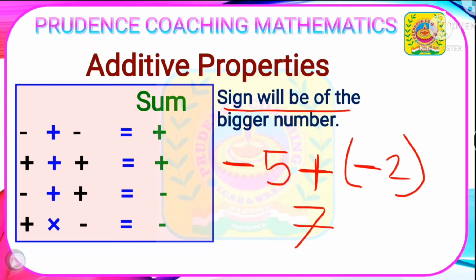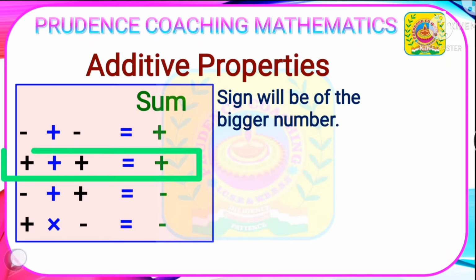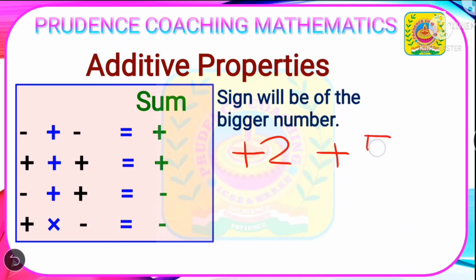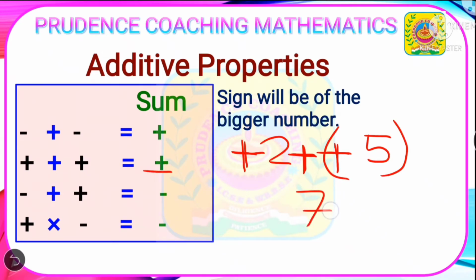Similarly, let us understand the second property, that is plus plus plus will give you plus. So let us take a number, that is plus 2 plus 5. Okay, I am taking 2 and 5 for your understanding only. So as you can see, we have 5 and 2 here. So here if you see the sign, we have plus, again we have plus, again we have plus. So you will do addition. So 5 plus 2 will be 7. And which sign you need to give? Sign of the bigger number. So here bigger number is 5. So here it will be plus 7 here.